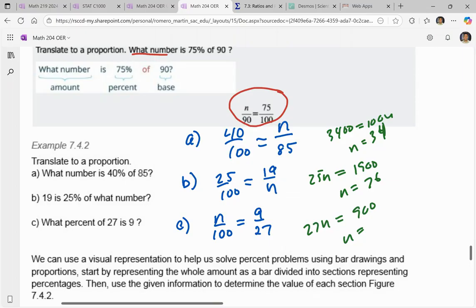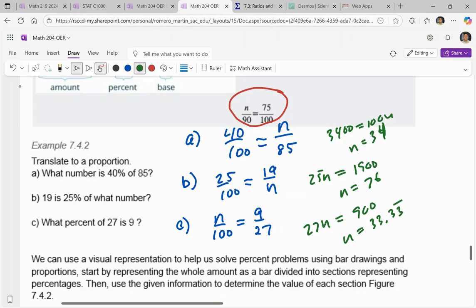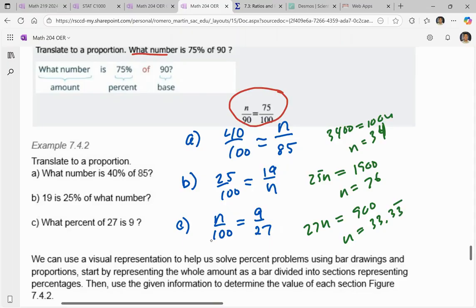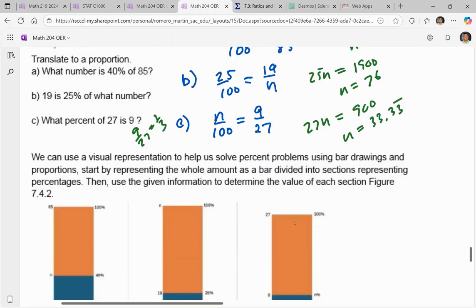n is going to be equal to, when you divide, a never-ending decimal, 33.3, so 33%. I could also have seen that 9 out of 27 is 1/3, so I could have solved it that way too. If you noticed that, that would have worked also.